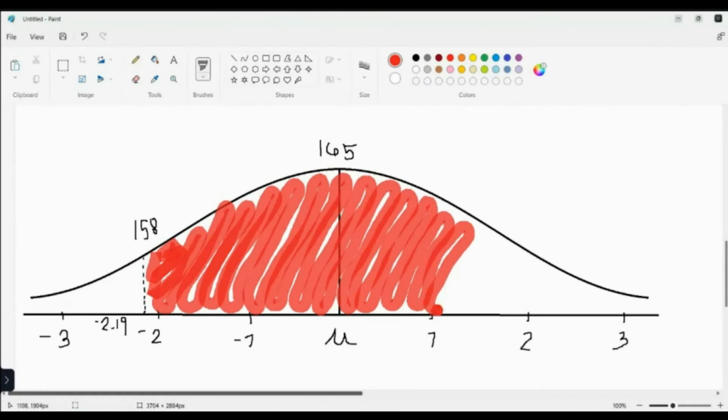Anyone? Are you looking for it? Ayan, sige. 0.4857 po. 4857. Tapusin ko lang shading dito. Ayan. 4857.